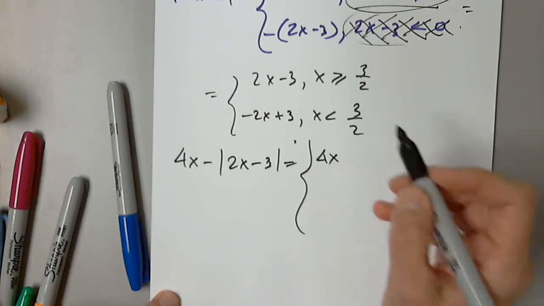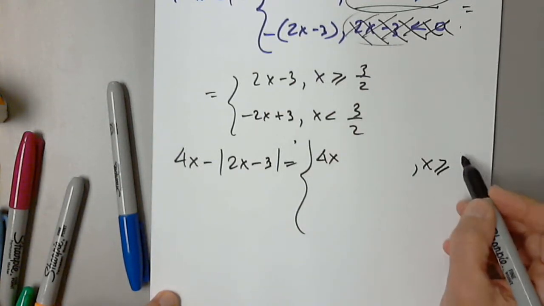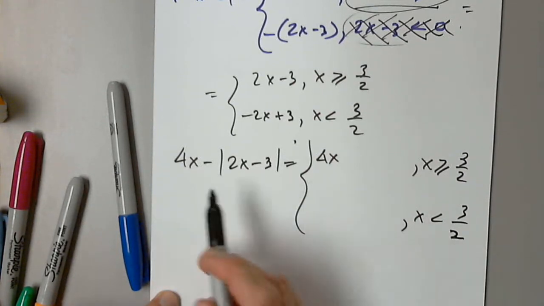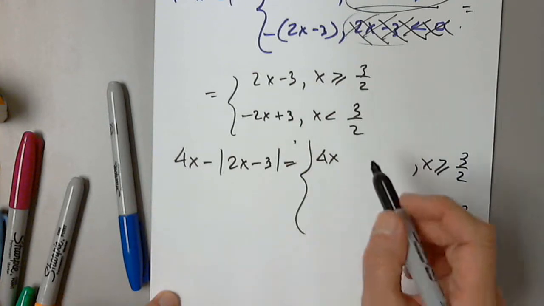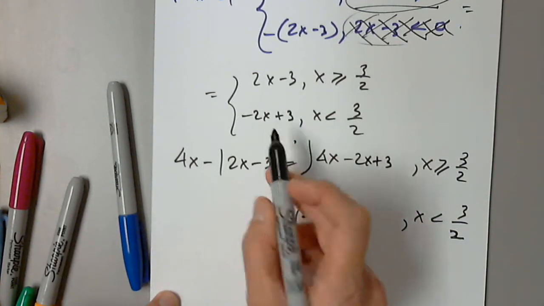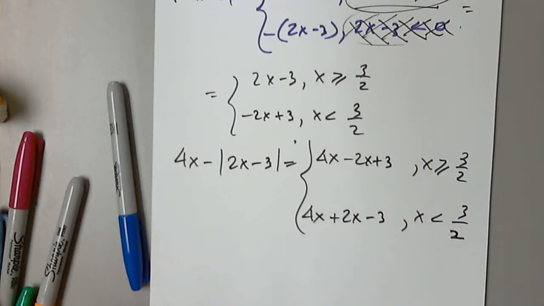So we have 4x, so we have 2 options: for x greater than or equal to 3 halves and for x less than 3 halves. So the first option will be 4x minus this. And the second option will be 4x minus this. Is this okay? Yes. Please stop me if you have questions, anytime.